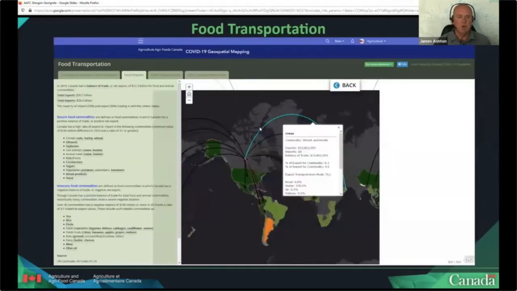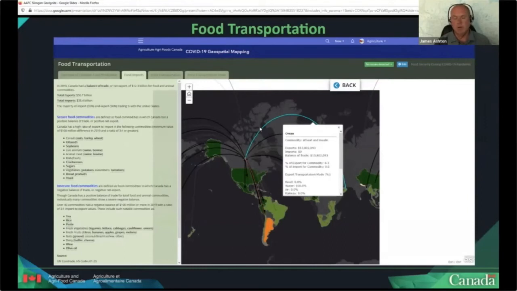We're able to use other data sources from Statistics Canada to understand food distribution and where food is coming from and where food is going to. And in some ways, we looked at this as something that was secure, something that Canada produces a lot of. We're able to understand its mode of transportation to other countries, and for an insecure food commodity, something that we don't produce a lot of, where it's coming from, and its primary mode of transportation: air, water, etc.